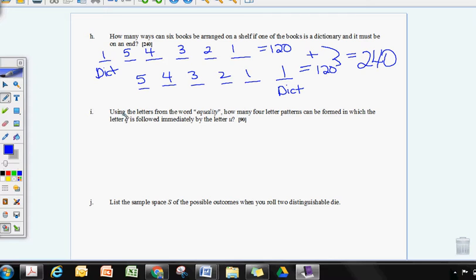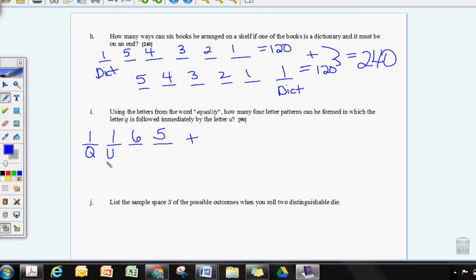For letter I, using the letters from the word equality, how many 4-letter patterns can be formed in which Q is followed immediately by a U? So here, this one goes up a little bit. This is a little bit harder. So I've got 4 letters. So first of all, I have 1, 2, 3, 4, 5, 6, 7, 8 letters. So the first one can be a Q and the second one has to be a U. If I use the Q and the U, I had one choice. That leaves it as 6 and 5.